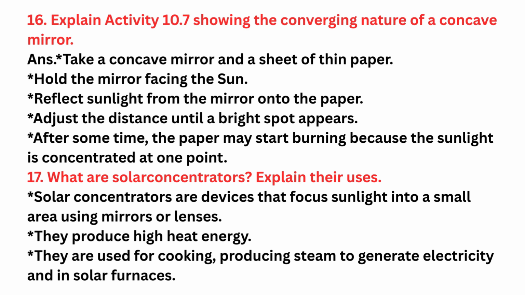Question number 16. Explain activity 10.7 showing the converging nature of a concave mirror. Answer. Take a concave mirror and a sheet of thin paper. Hold the mirror facing the sun. Reflect sunlight from the mirror onto the paper. Adjust the distance until a bright spot appears. After some time, the paper may start burning because the sunlight is concentrated at one point.